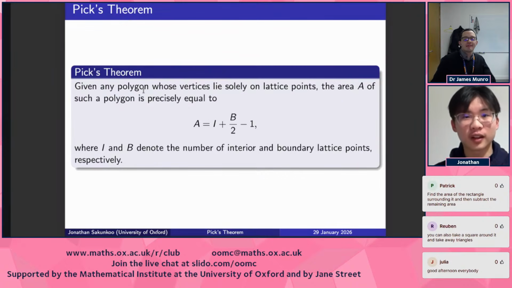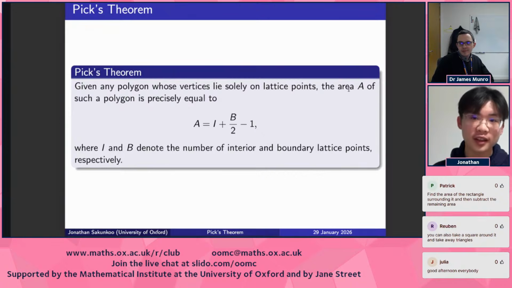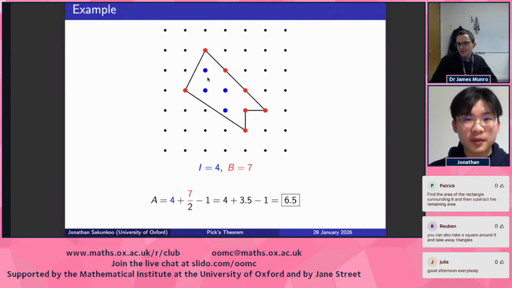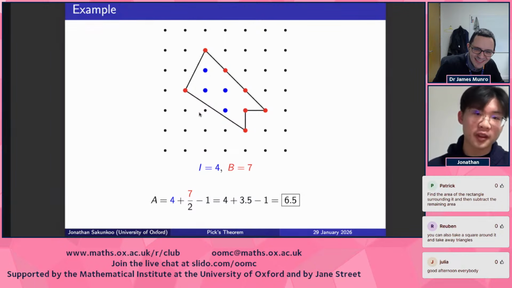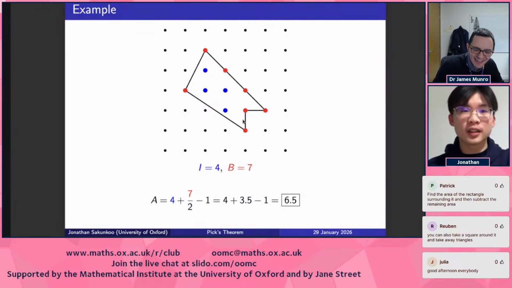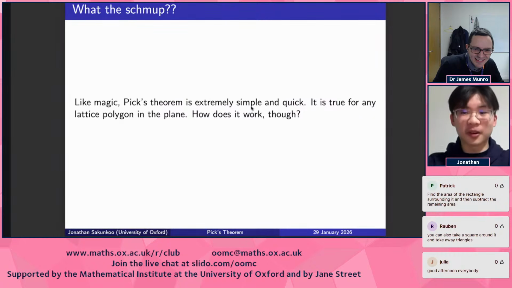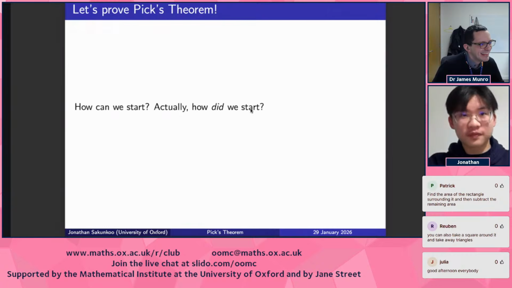So if you have a polygon whose vertices lie solely on lattice points, which are just the integer coordinates, then the area of the polygon is I plus b over 2 minus 1. For example, I drew this already, but if we see, I is 4, b is 7, and then the area works out to be 6.5, like we found with all the other methods before. Okay. How in the world can we even prove this?